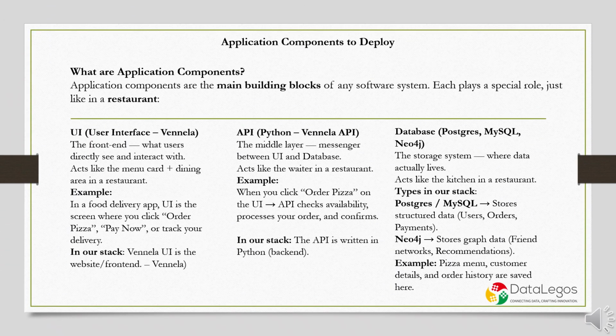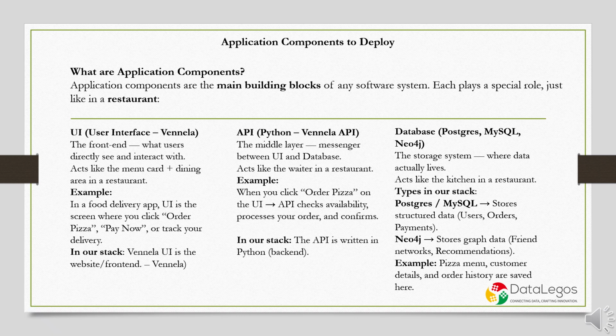Let's talk about application components to deploy. These components are the main building blocks of any software system. Each one plays a special role, just like in a restaurant. First, the user interface, or UI. In our stack, we call it Vennela. The UI is the front end, what users directly see and interact with. Think of it like the menu card and dining area in a restaurant. For example, in a food delivery app, the UI is the screen where you click Order Pizza, Pay Now, or track your delivery. In our stack, the Vennela UI is the website or the front end.